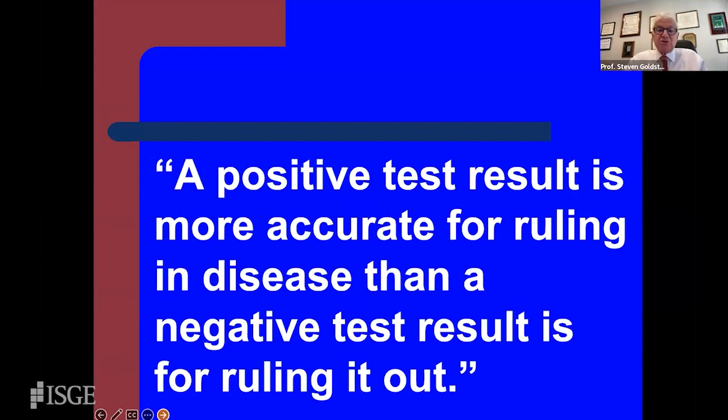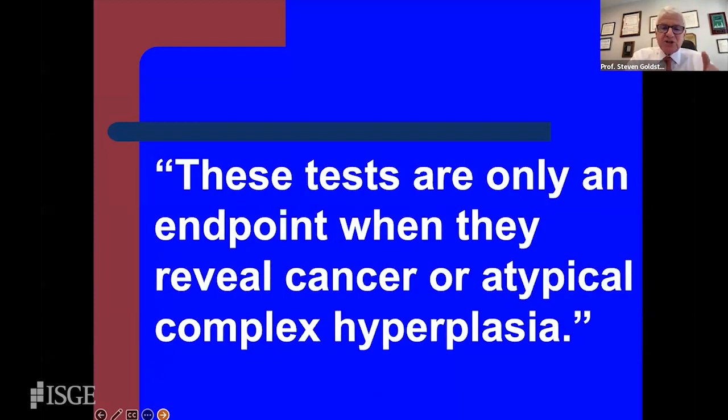A positive test is more accurate for ruling in disease than a negative test result for ruling it out. This is always true in medicine. These tests are only an endpoint, they mean biopsy, when they reveal cancer or atypical complex hyperplasia. Let me repeat that. Simple blind endometrial sampling is an endpoint only when it reveals cancer or atypical complex hyperplasia.